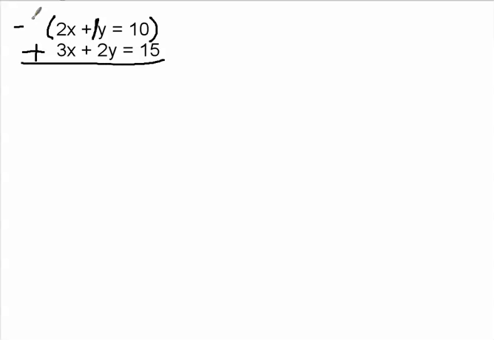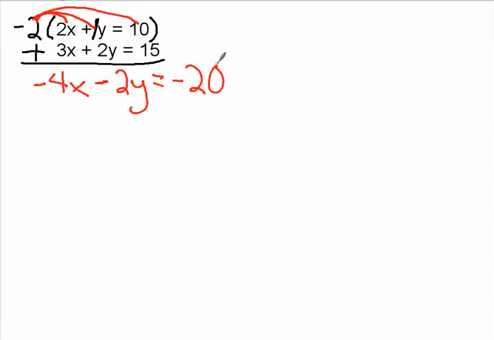So we multiply everything by -2, and that means you're going to distribute from here to here, from here to here, and also thirdly from there to there. So the new equation is going to be -2 times 2, which is -4x, and -2 times 1y is going to be -2y, and it's all going to equal -20. And the original second equation just stays the same: 3x plus 2y equals 15.